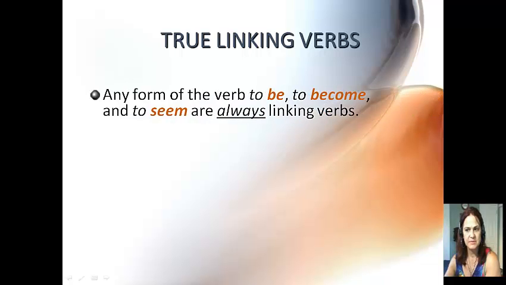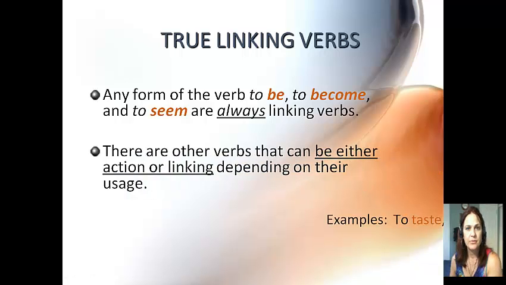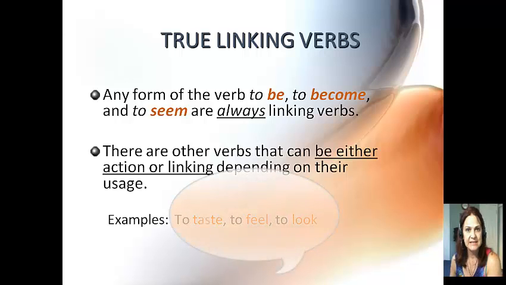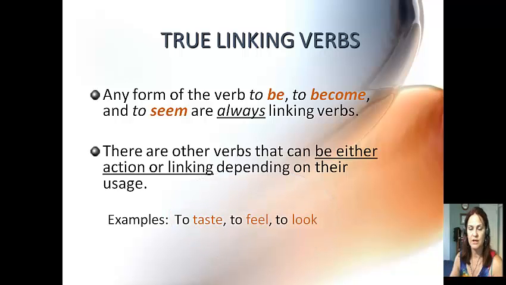True linking verbs will always be linking verbs, and those are any form of the verb to be, to become, or to seem. But there are 3 linking verbs that can be used either as an action verb or as a linking verb, and you always have to analyze your sentence to determine how the word is functioning within your sentence. And these 3 words would be to taste, to feel, or to look. So taste, feel, look. Okay, there's 2 pairs of examples here I want us to look at so you can see kind of what I mean by this.